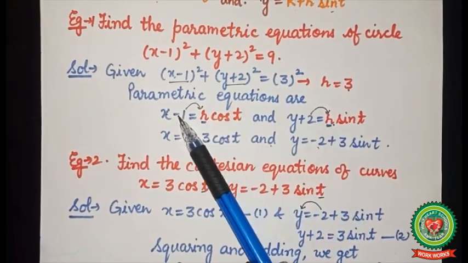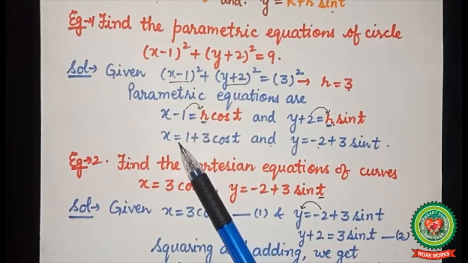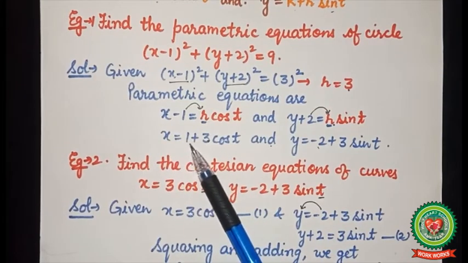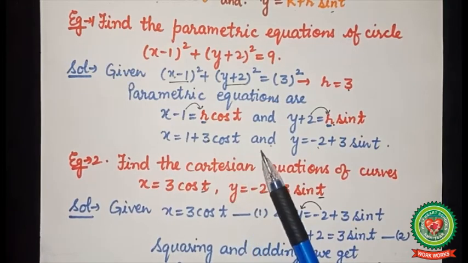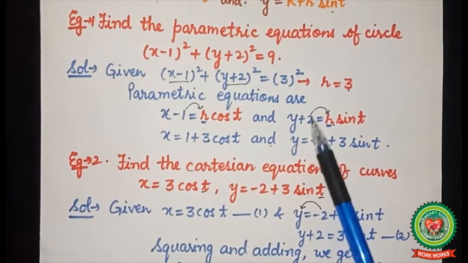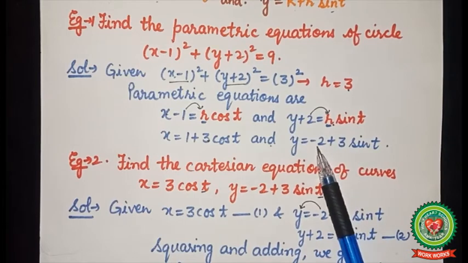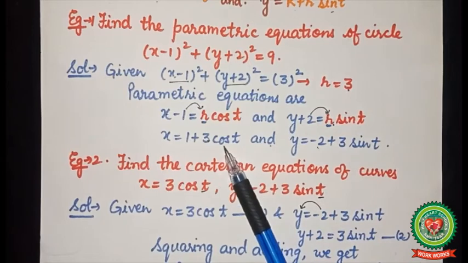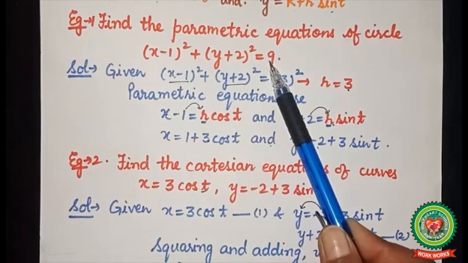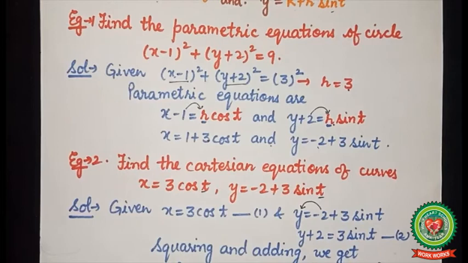So we get here, on shifting 1 on this side, we get x is equal to 1 plus 3 cos t, that is the value of r, and y is equal to, on shifting 2 on the other side, minus 2 plus 3 sin t. These are the parametric equations corresponding to this circle. Now, let's do next example in which parametric form is given and we have to convert into the Cartesian form.